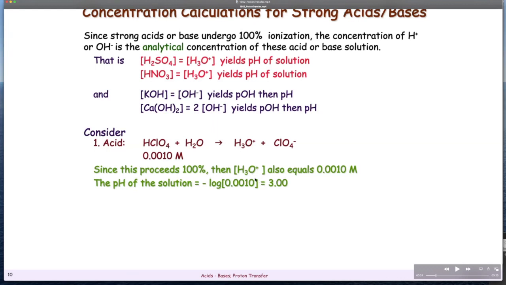So remember how to take the pH of a chemical based on the hydronium ion concentration. We talked about that last time. It's basically the negative log of the hydronium ion concentration. And if you do that math, it becomes 3. So the pH of a 0.0010 molar solution of perchloric acid is 3.